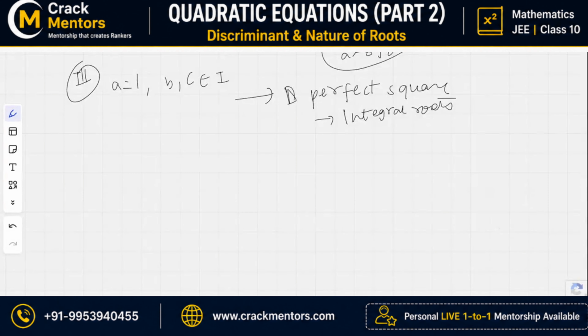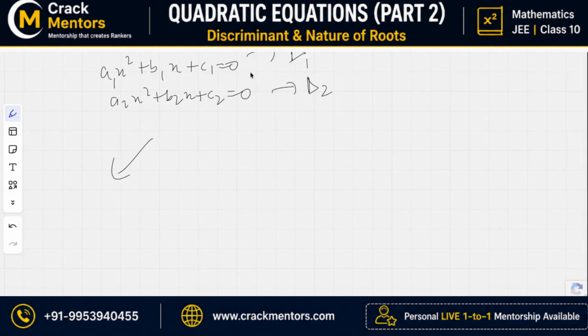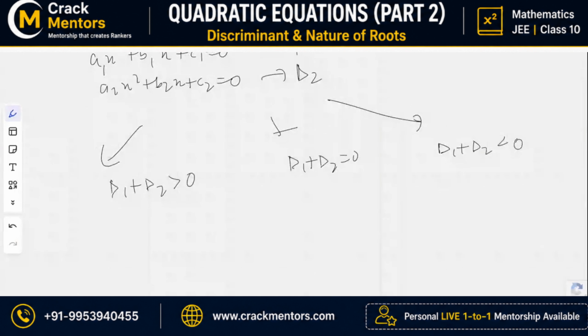Now sometimes you'll be given two quadratics and you'll have to compare. Let's say a1x square plus b1x plus c1 equals 0, and a2x square plus b2x plus c2 equals 0. Let's say this has discriminant d1 and this has discriminant d2. If d1 plus d2 is positive, 0, or negative, only these cases are possible. If d1 plus d2 is positive, definitely one of them has a positive individual discriminant. That means definitely you will have at least two real roots.